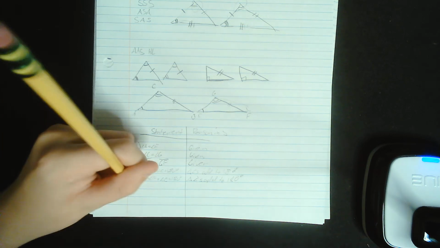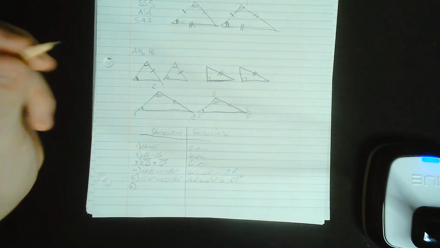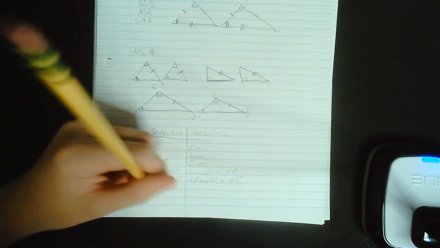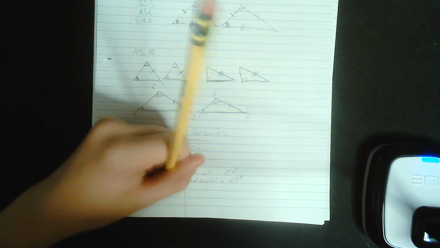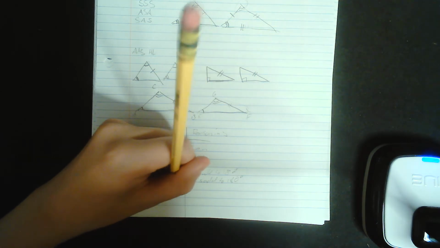Alright, but how does that help us? Well, you see, our next step: two things that are equal to the same thing are also equal. So we could write that angle A plus angle B plus angle C is equal to angle E plus angle F plus angle G.